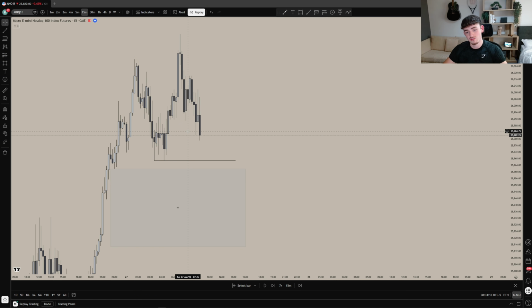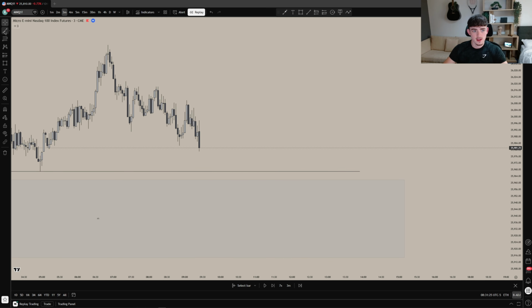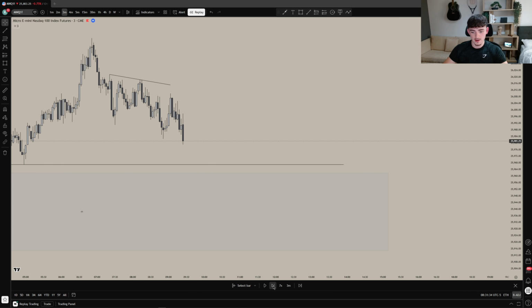So we are looking for price to come down, take this, and then react bullish from here. Okay. So very simple. Really nice day. We also have liquidity above. So we're looking for price, once we've hit this, to take this liquidity that is resting above. Okay. Right. So let's play this out.